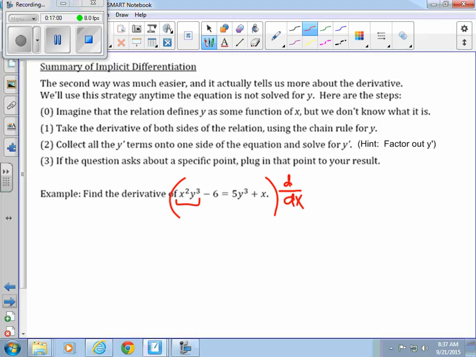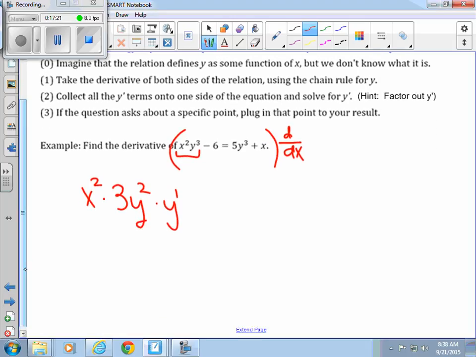We have left times the derivative of the right. What is the derivative of y cubed? 3y squared times y prime. Y'all like y prime better? I'll do one with y prime, and this one I'll do with dy dx. They incorporate. Okay, any questions? That's left times derivative of right, plus right times derivative of left.